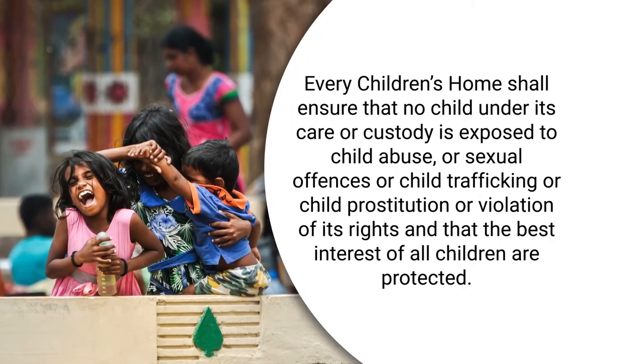Section 21.8 talks about how every children's home shall ensure that no child under its care or custody is exposed to child abuse. Children who are very vulnerable, out of circumstances, are in need of care and protection or in conflict with law, and they go to a place of shelter. That place of shelter should be a place where the child is safe, is allowed to live with dignity and worth, gets a proper balanced diet and nutrition, and grows to the fullest, and not a place where the child is abused or sexual offenses take place, or child prostitution or child trafficking is there. So violation of rights is prevented and the best interest of the child is protected.